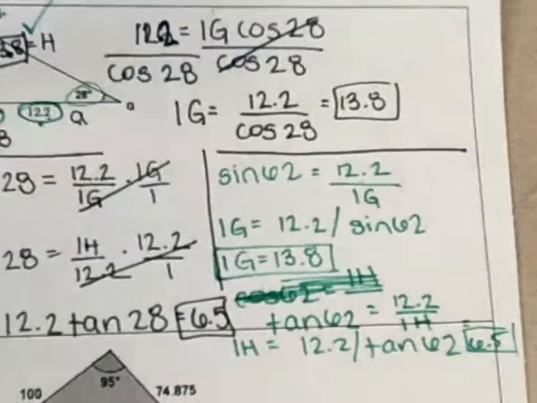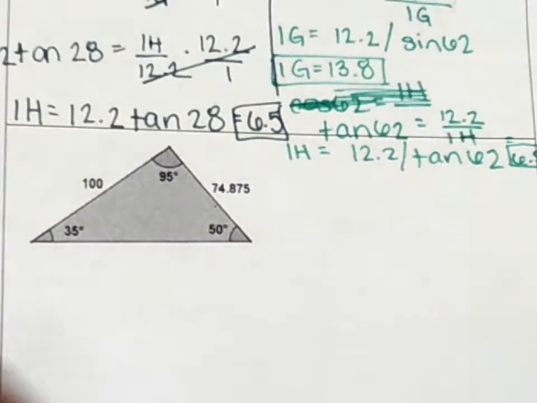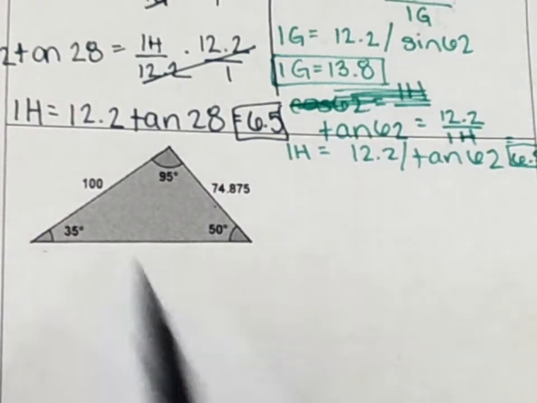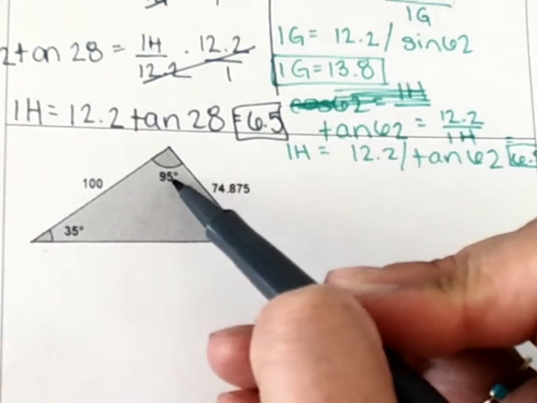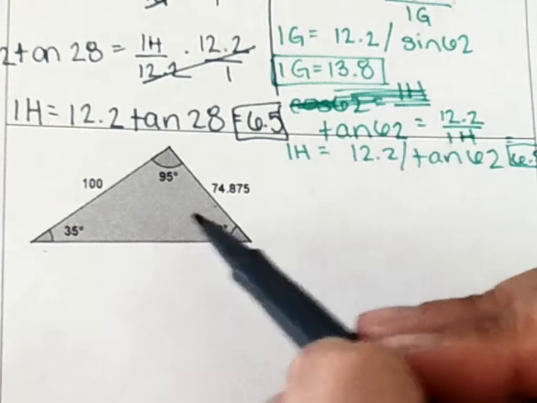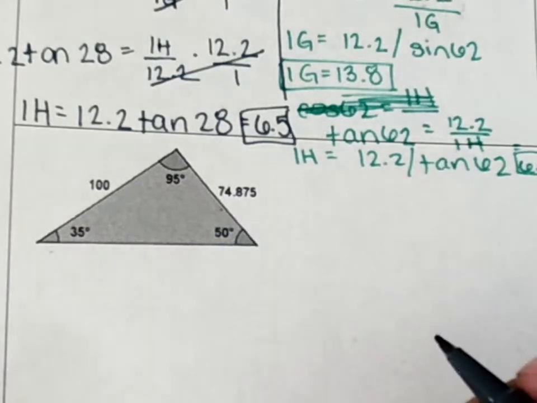In our next problem, we are going to be finding the missing side length of the triangle, which is this, right? What is this side? Well, this is a 95-degree angle. That means this is not a right triangle. I cannot use trigonometry or sine, cosine, and tangent to solve this.